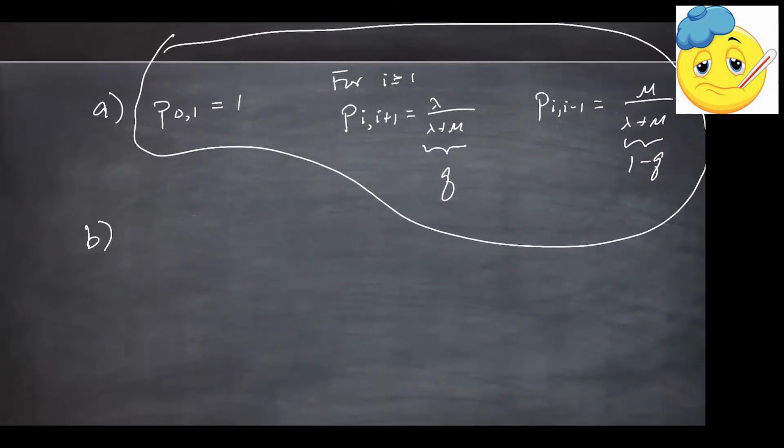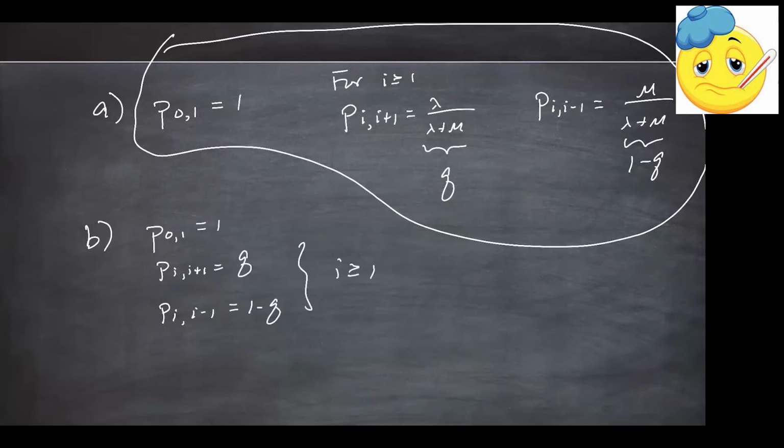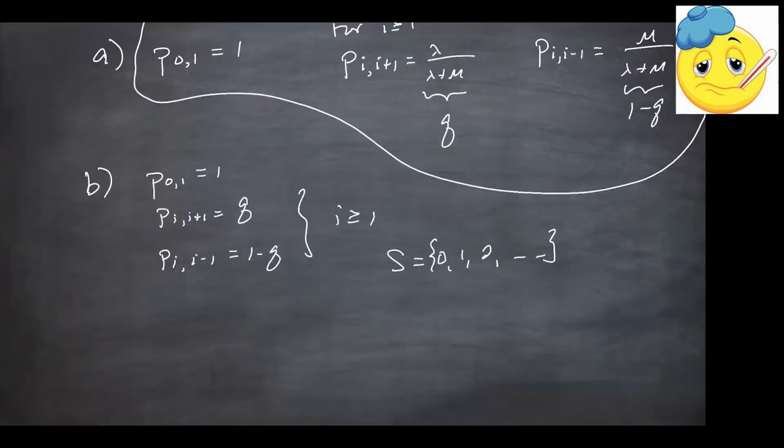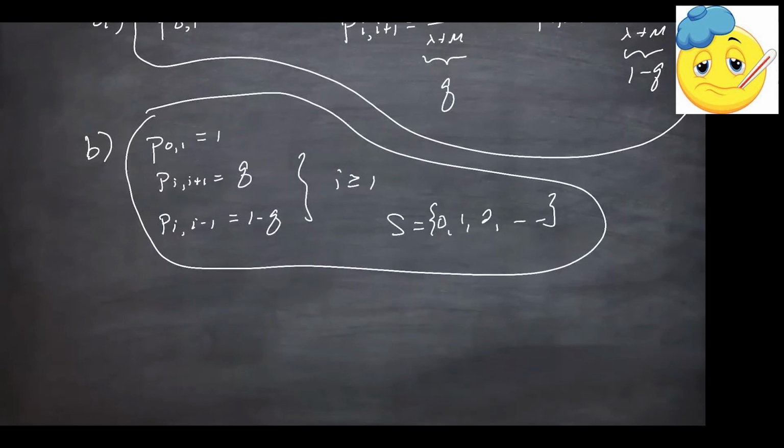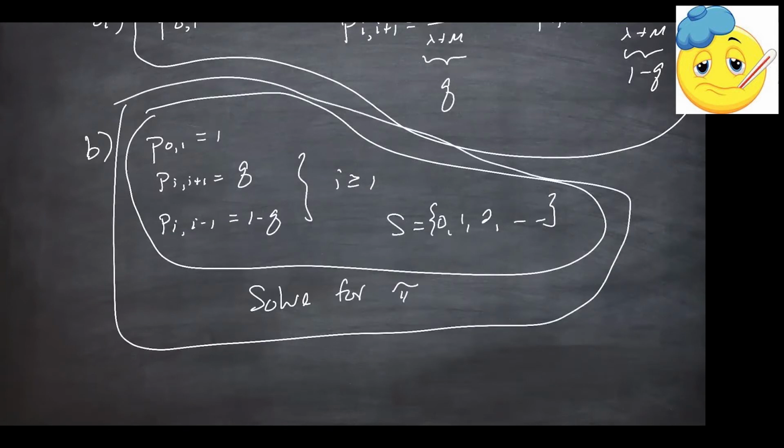So this is just, you have P_{01} equals 1, P_{i,i+1} is this Q, P_{i,i-1} is 1 minus Q, and your state space is 0, 1, 2 on up. And this is just a find-a-pi problem. So this takes us back to the beginning of class. This is just solve for pi for this system. It won't be that you get the M/M/1. So you're not going to get (1 - λ/μ)(λ/μ)^n, because it wasn't embedded properly.